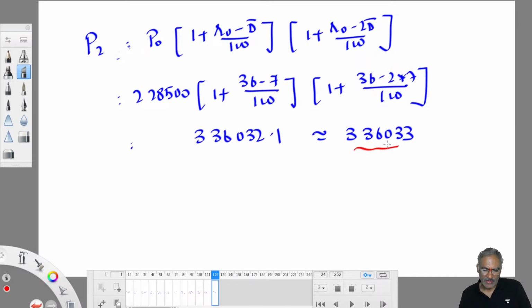Cross check the values. If I am wrong, you correct me, no problem. Sometimes we do go wrong. Yeah, 3,36,032, absolutely right it is.